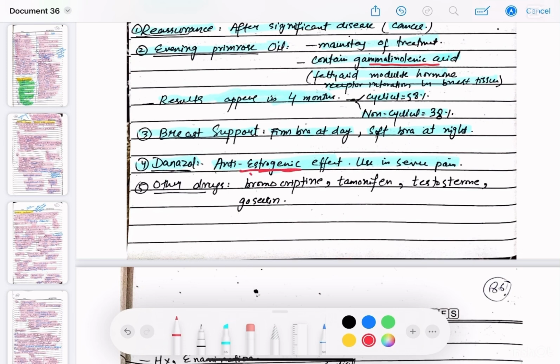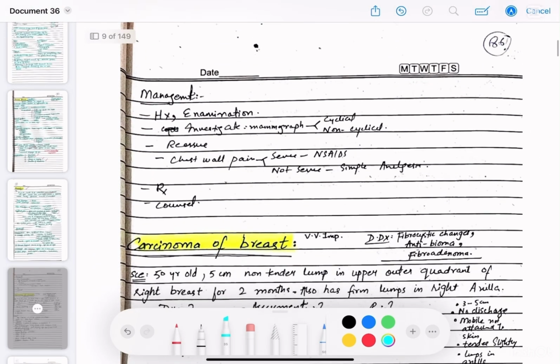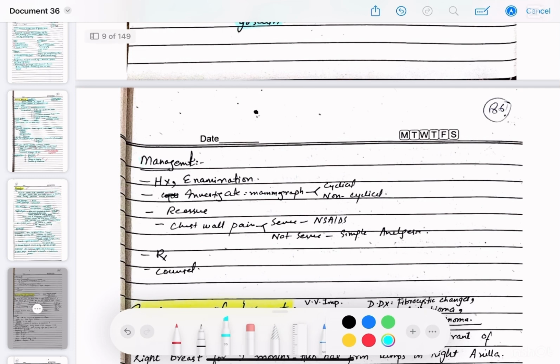The other drugs that can be used are bromocriptine, tamoxifen, testosterone, and gestrinone. These are all drugs used for their hormonal effects. The management options of mastalgia are history, examination, and investigations. As an investigation, mammography is done for both cyclical and non-cyclical pain. Then reassure the patient. For chest wall pain, if it is severe, give NSAIDs; if it is not severe, give simple analgesics, and the treatment course is counseling.